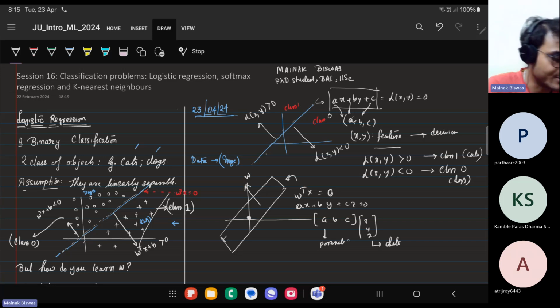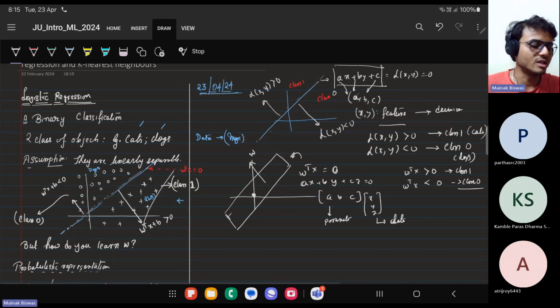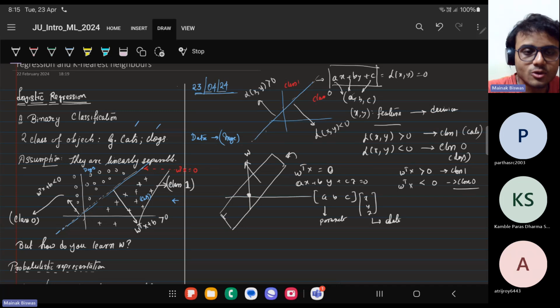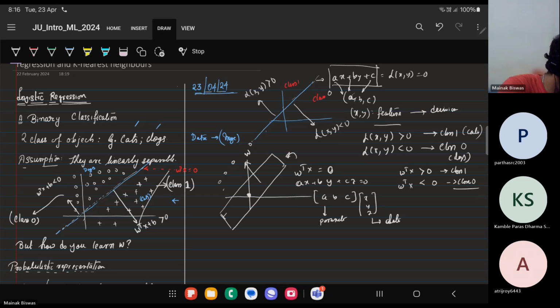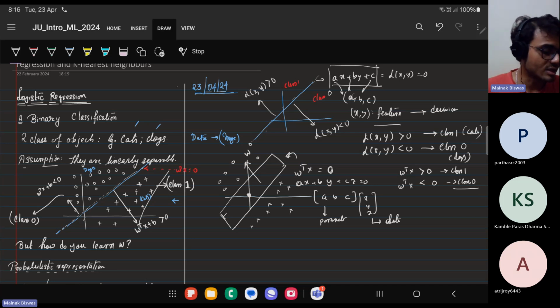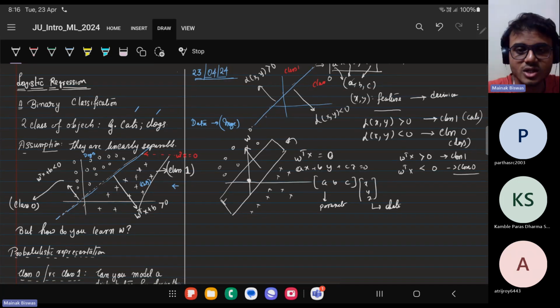Anything above the plane, W transpose X greater than 0, I'll say class 1, and W transpose X less than 0, I'll say class 0. Now my question is, what is W and what is X? These are the things that I want to learn. Say you have data points in this higher dimensional space, class 1 and class 0. First question is, what is X?